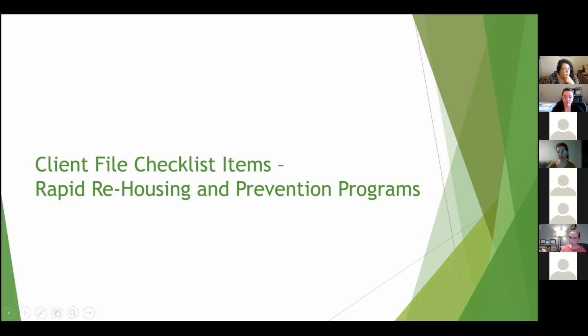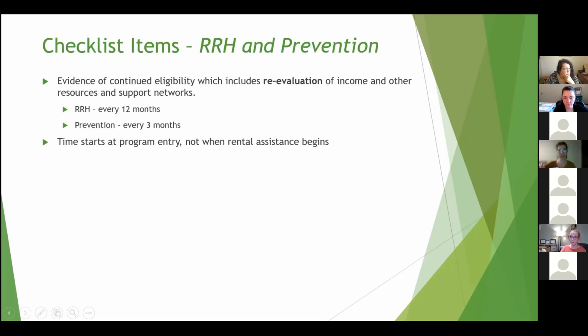Okay, now I'm going to go into the additional items that are also required for rapid rehousing and prevention programs. First is the recertification, the evidence of continued eligibility, which includes that reevaluation of income and other resources and support networks. For rapid rehousing, it's required every 12 months. For prevention, it's every 3 months. And for ESG-CV prevention, it's every 6 months. The thing to note here is the time starts at program entry, not just when rental assistance begins.